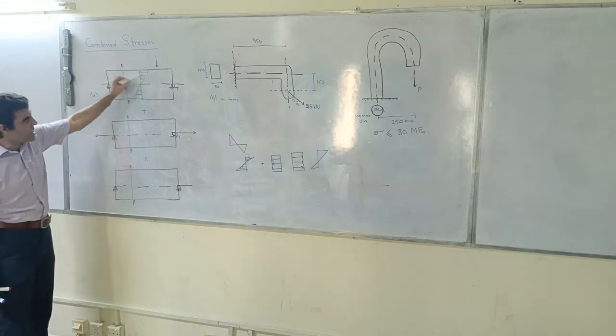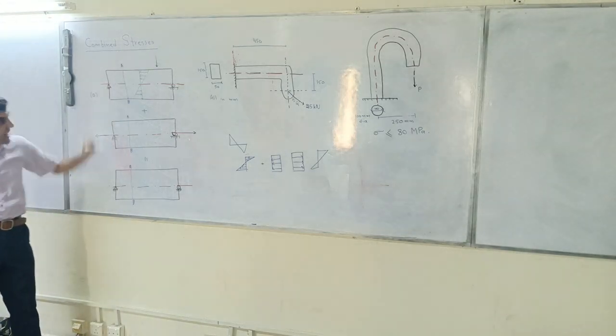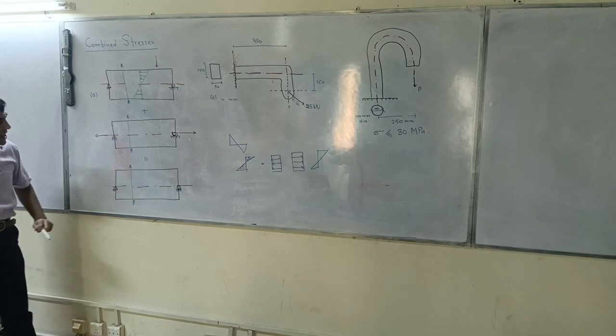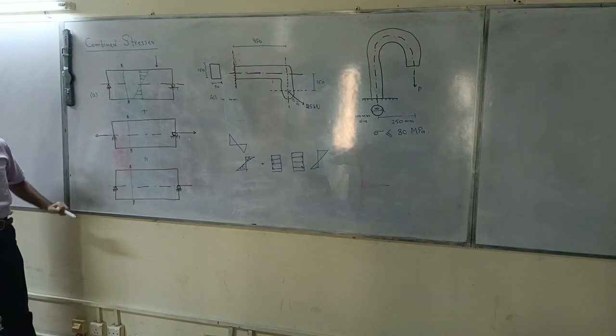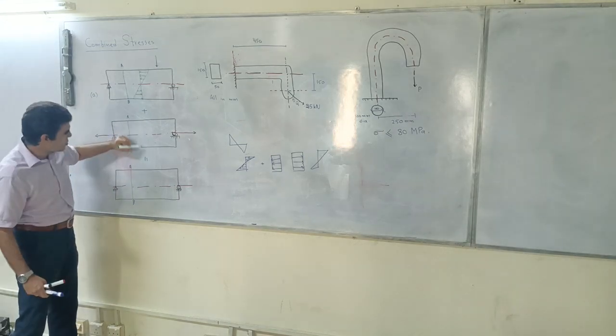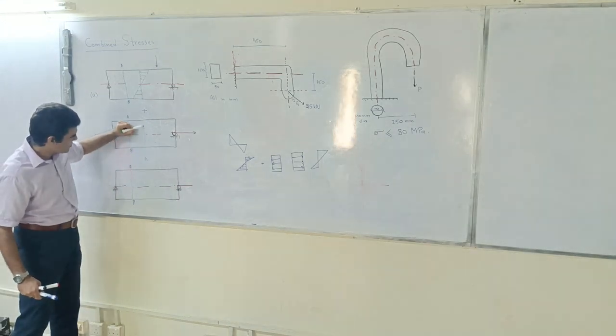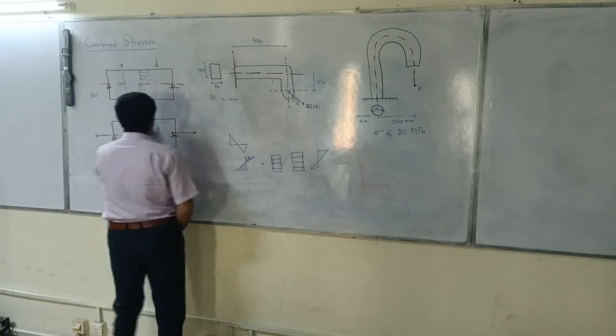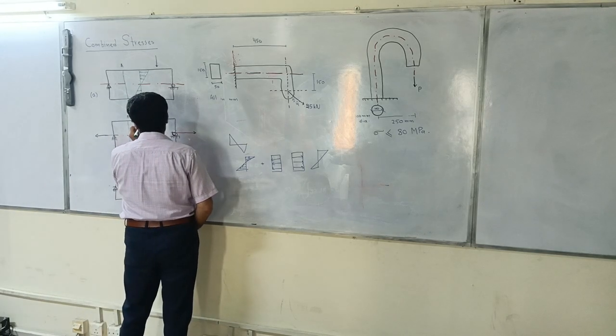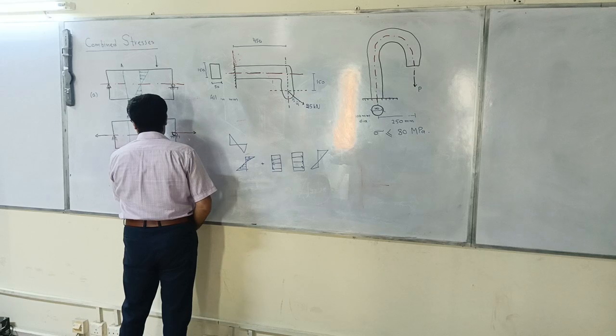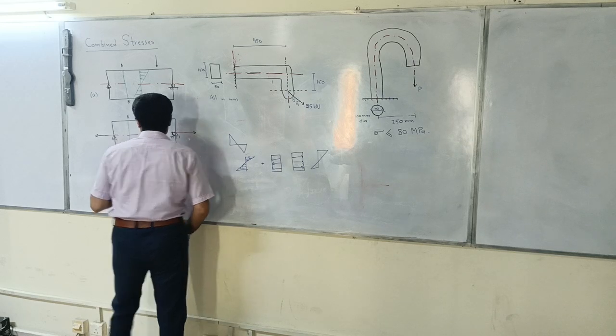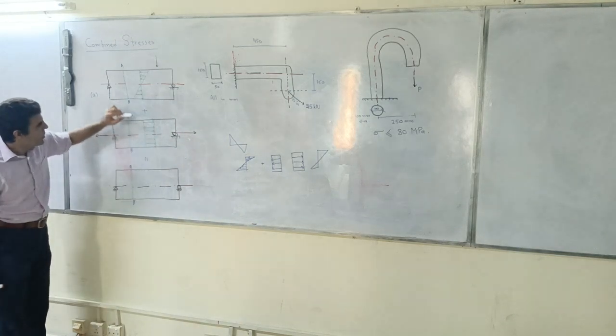So this is compression at the top and tension at the bottom. So that is my flexure stress which is running into this beam or at this cross section. Now, in addition to that, I have a tensile stress. So this is our tensile stress.